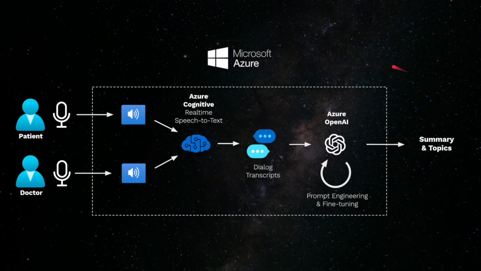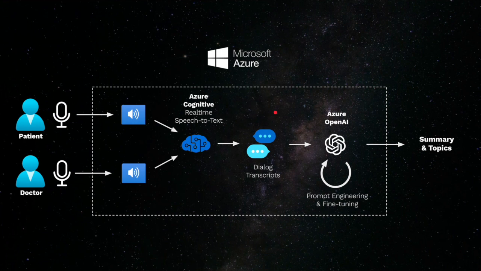Here you can see the diagram of the architecture of our demo. The input comes from the speakers, patient and doctor, with the dual channel input. It is being processed in real time by the Azure Cognitive Real-Time Speech-to-Text service. And the input can be provided with the use of any audio buffer. It might be a microphone or a phone server. After that, the dialogue is transcribed.